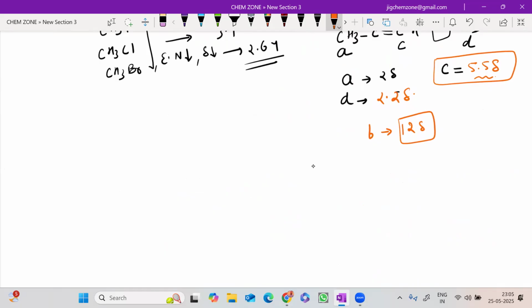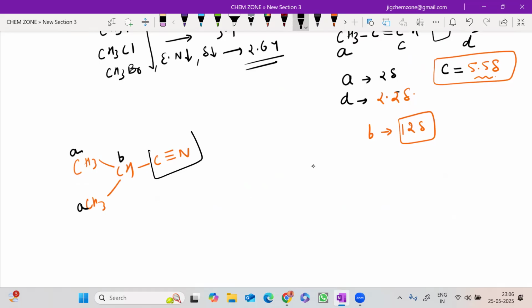Now let's take some more examples so that we can assign the delta value and understand in a better way. Suppose we are given this molecule. So first of all, we need to assign the total number of signals. These two methyl groups are in the same environment, while this B is in a different environment.